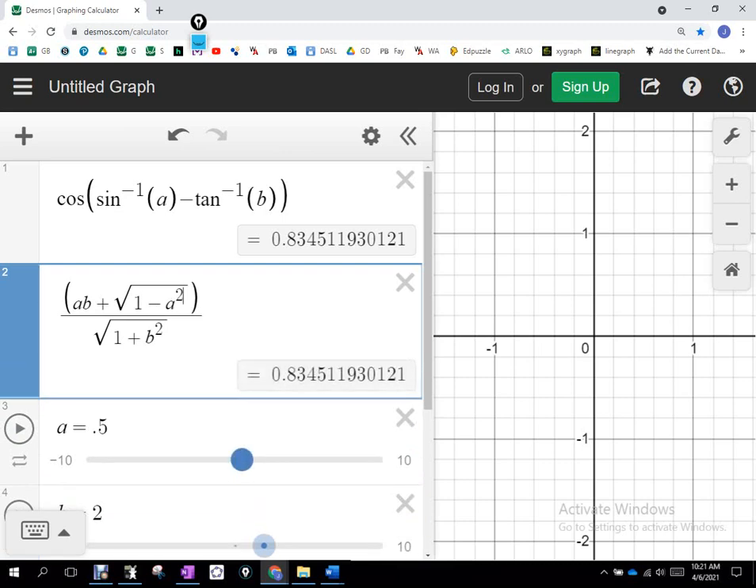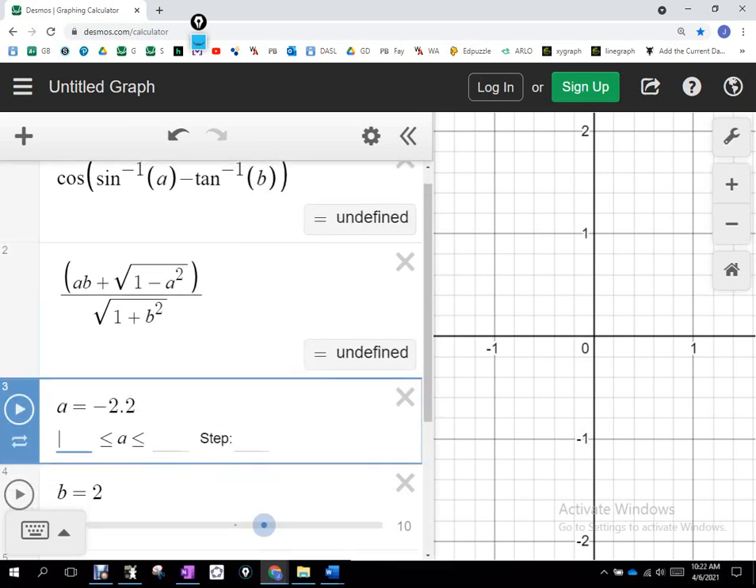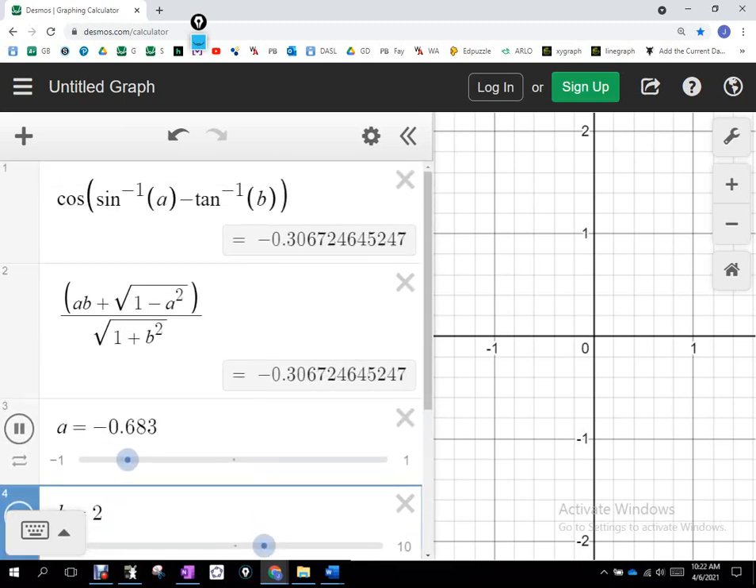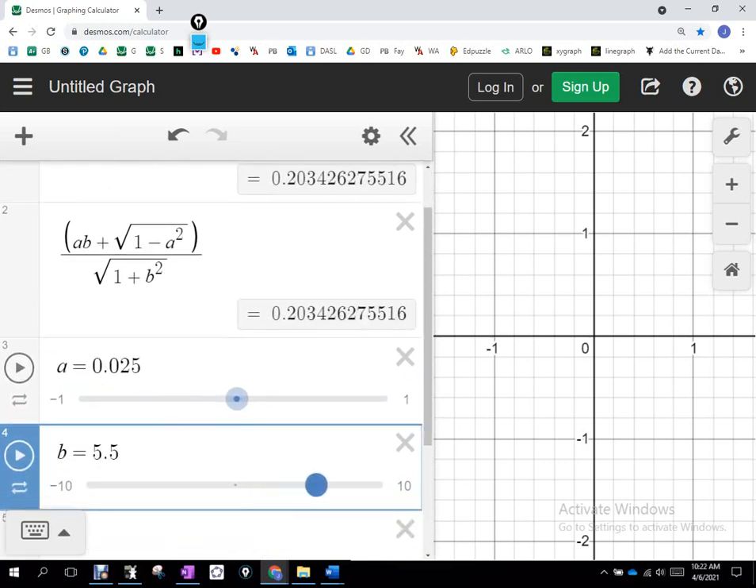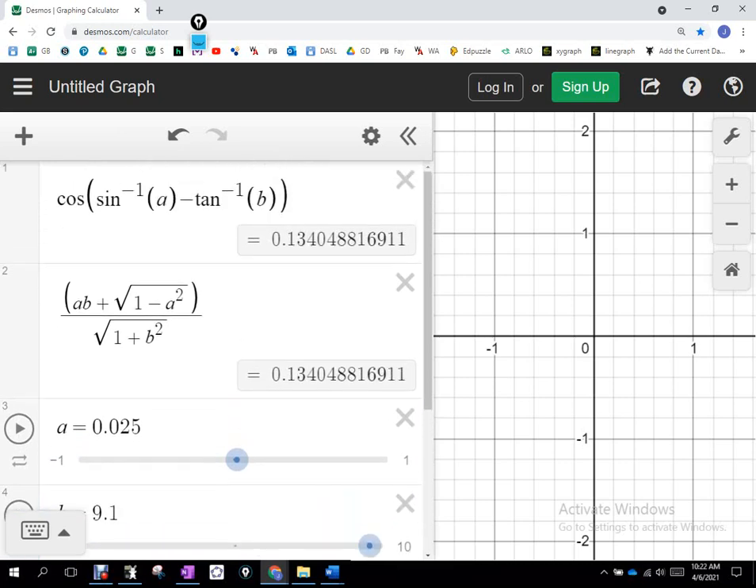And there we see, when a is outside of 1 and -1, it's undefined, right? So I'm going to make that go between -1 and 1. I'll always be defined between those two. And then it doesn't matter what b is, because it's coming from the tangent inverse, and that input can be any number. So if I play those and then just randomly stop them, same result. That kind of makes sense on how we could check that?